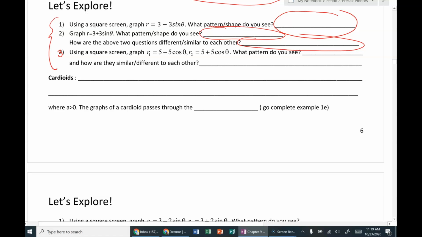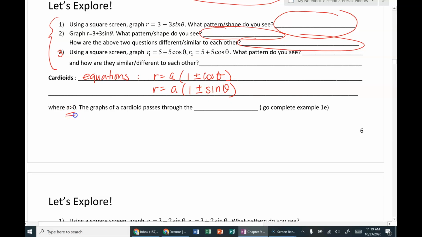Cardioids. I know I said earlier it looks like a peach or a nectarine. It is called a cardioid. Cardioid is a heart. Okay, so cardioids, the equations are: you have r equals an a value in the front. We can do 1 plus cosine of theta, or 1 minus cosine of theta. Or we can also have r equals an a in the front. We can do 1 plus sine of theta, or 1 minus sine of theta. So those are the equations for cardioids.